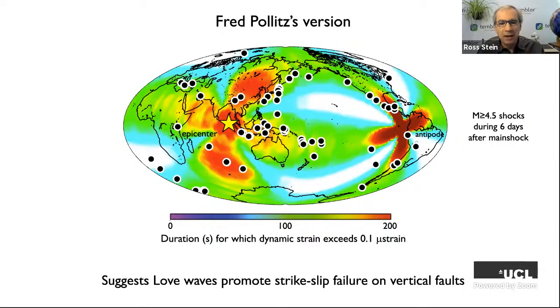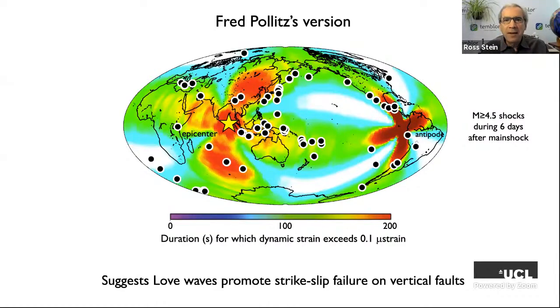Now, these are Love waves, and Love waves are much more strongly produced by strike-slip earthquakes than thrust events, and they tend to promote failure on vertical strike-slip faults because they do this. That's their motion.